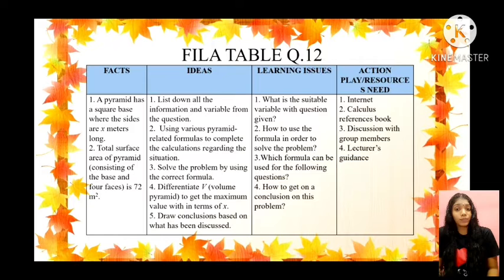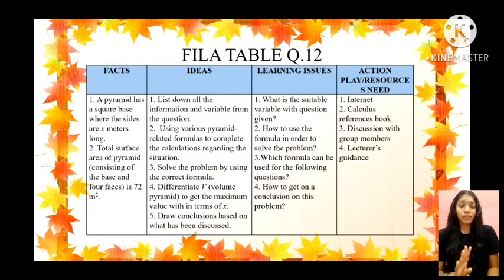Based on question 12, there are 4 learning issues that my group would like to share. The first one is, what is a suitable variable based on the question given? Number 2, how to use the formula in order to solve the problem. Number 3, which formula can be used for the following questions? Number 4, how to get to a conclusion on this problem.